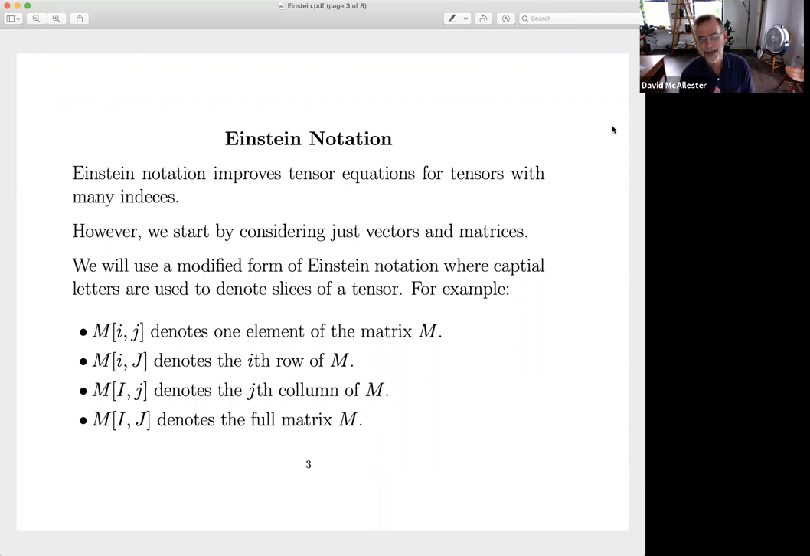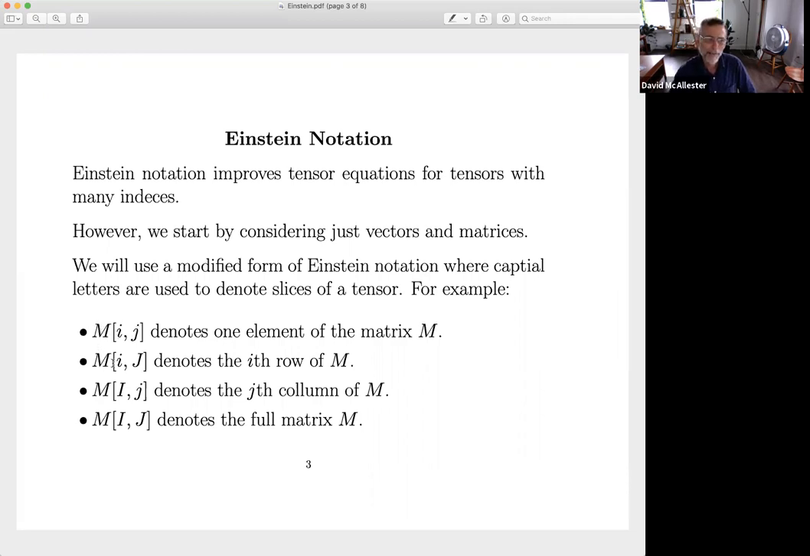So what we're going to introduce is really a modified Einstein notation based on using capital letters to indicate slices of tensors. So a capital letter is going to represent a slice. Let's just do this by example. If I have a matrix M and I write Mij, these are lowercase, then this expression denotes a particular entry in this matrix. This expression now denotes a scalar value for that matrix.